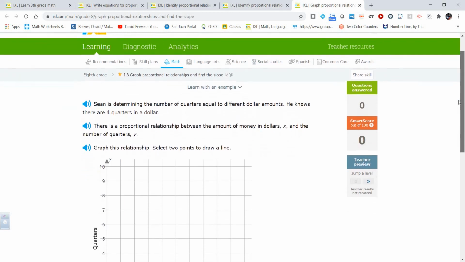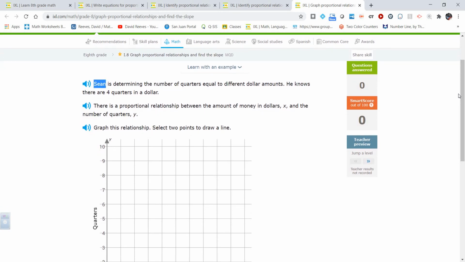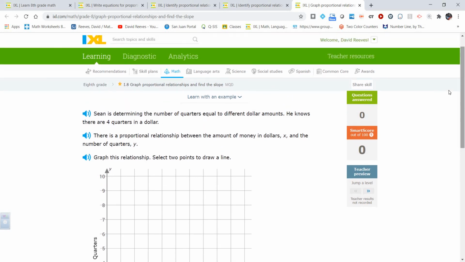We're on our last one for this video. Skill I8, graph proportional relationships and find the slope. All right, you know what? We haven't learned how to find slope yet, so I'm going to actually save slope for a whole separate video. Sorry guys, I promised you 4 skills. We only did 3. I didn't realize this last one had slope, and that's a whole different concept that we'll get into next time.